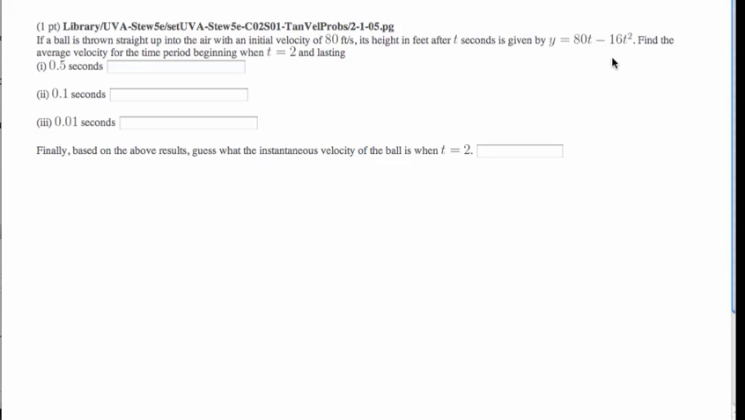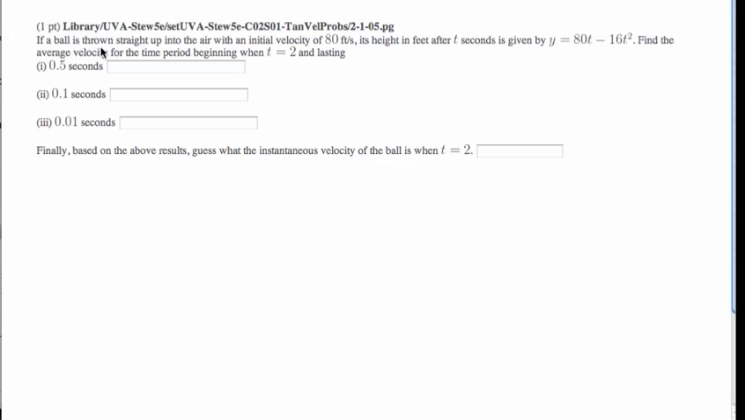Hello there. This is a quick debriefing of the third problem from the online homework set that you had here. And there are problems like this in the Stewart textbook as well. This is about using average velocities to get instantaneous velocities.